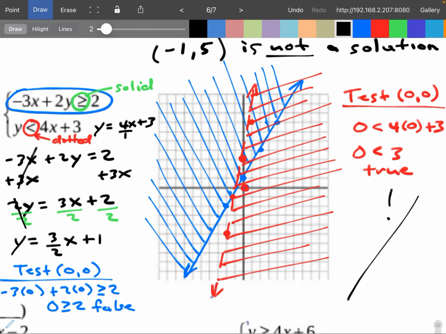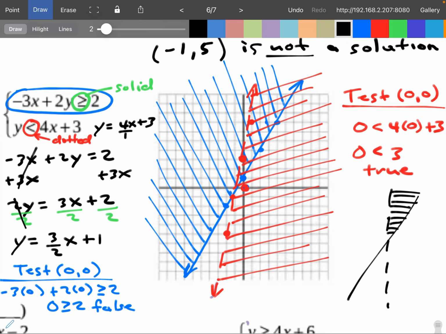So again, this region over here is just blue. That only solves the top inequality. This region over here is just red. Those points only satisfy the bottom inequality. This region down here is not shaded at all. Those points in there, those don't satisfy either of the original linear inequalities. So our solution's up here.